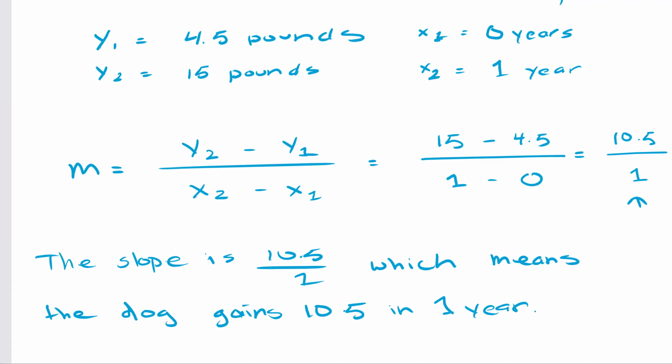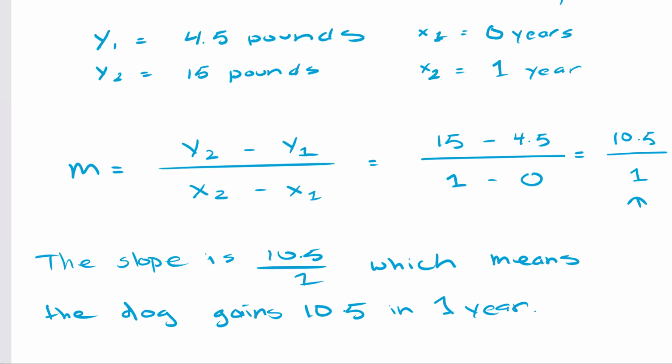Probably, if you had been given this information without it being in the format of a math word problem, you probably would have been able to figure that out just instinctively. Oh yeah, my dog was 4.5 pounds and now he's 15 pounds. Wow, he gained 10.5 pounds and it took 1 year to do that. That's basically what we just did. We just made it look fancy.